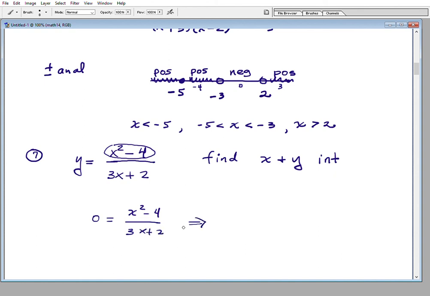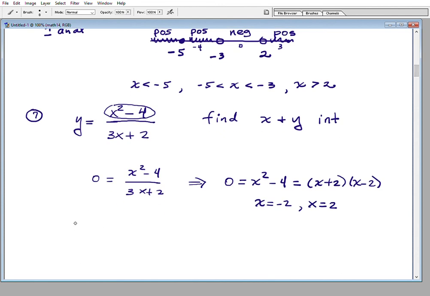When the fraction is reduced, it's 0 when the numerator is 0. So we have x equal -2, x equal 2. Those are the x-intercepts. And for the y-intercept, just set x equal to 0, and we have -4 over 2, or -2 for the y-intercept.